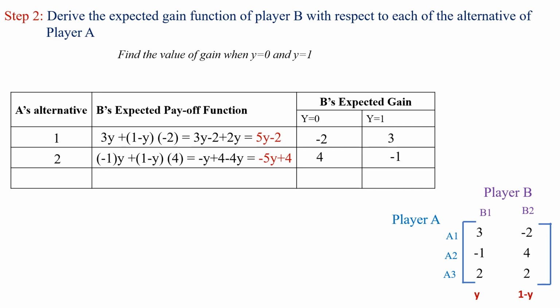The third strategy of A is the 3, and B's expected payoff function. Then I multiply the third row elements with y and 1 minus y. That is 2 into y plus 1 minus y into 2, which equals 2y plus 2 minus 2y. Then the value is 2. Here there is no y value. Then the expected gain at y equal to 0 is also 2, and similarly at y equal to 1 it is also 2.